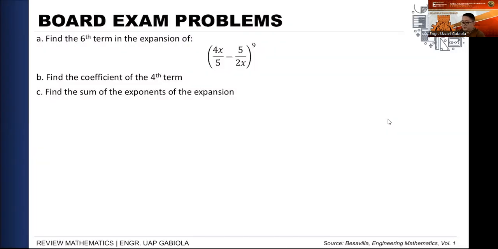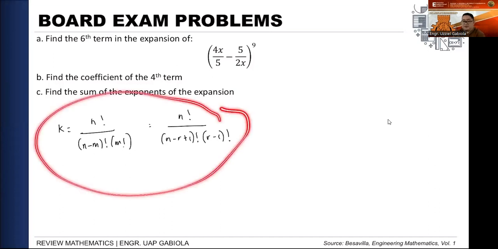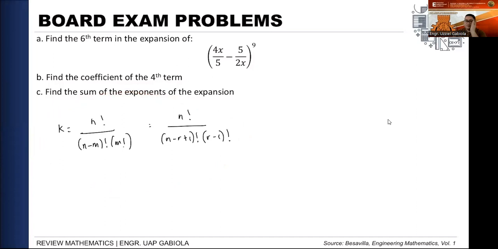Find the coefficient of the fourth term. So coefficient lang yung hinahanap sa atin. So yan yung k na tinatawag natin. So n factorial all over n minus r plus 1 factorial r minus 1 factorial. Okay? Pero anong problema pag dito lang tayo mismo magsa-substitute sa value ng k na to? Kasi baka may makaisip sa inyo kung ano yung value nung n at r yun na agad yung i-substitute natin. San kayo magkakamali dun sa answer?